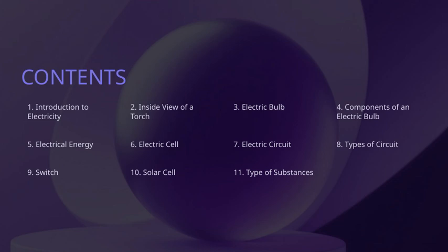After that, we'll delve into electric circuits, what they are, how they function, and the different types. We won't forget about switches and solar cells, which are crucial in controlling and harnessing electrical energy. Lastly, we'll consider the types of substances involved in electrical conduction. All these points are interconnected, helping us understand how electricity impacts everything around us.